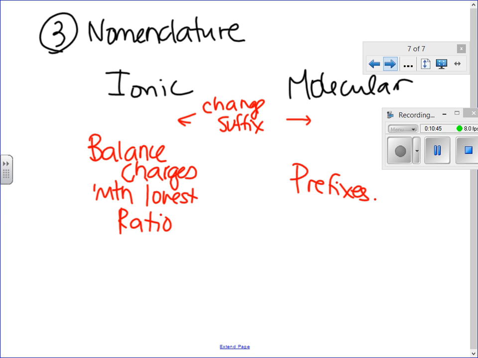The dividing is for ionic. So when I write here with the lowest ratio, that would be where, for example, instead of writing Pt2O4, I wrote PtO2. That's only for ionic compounds. Does anybody else have any questions they would like to ask about naming?